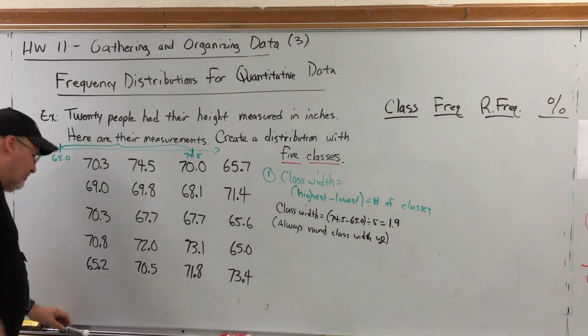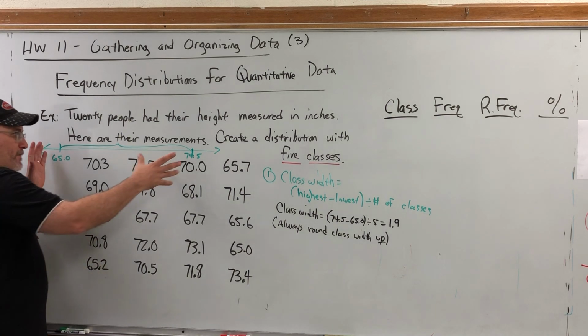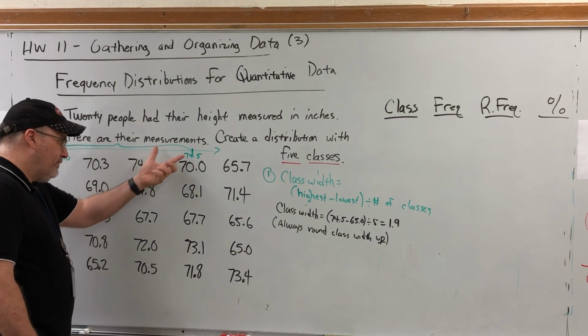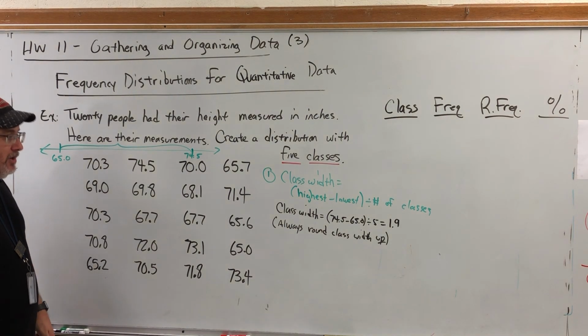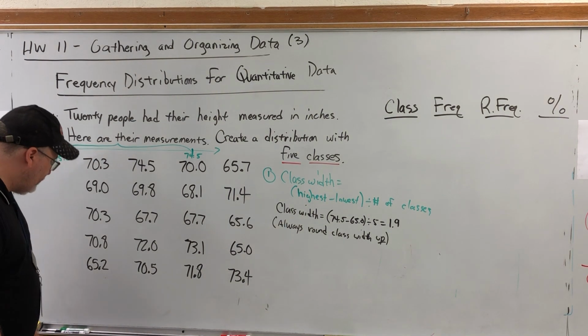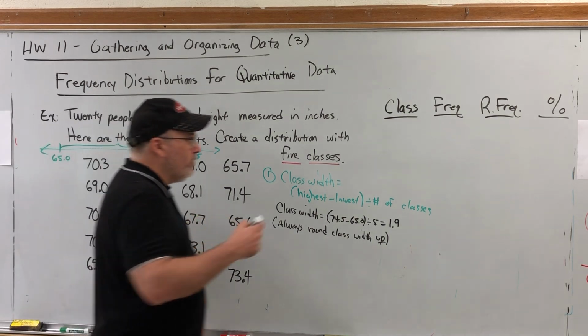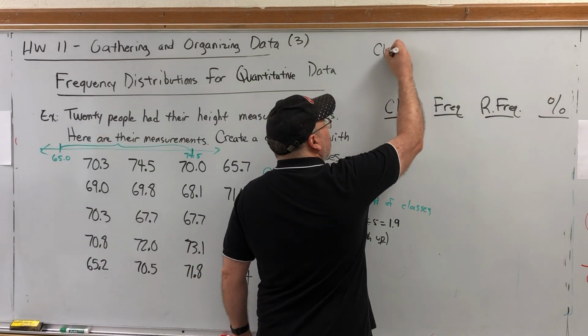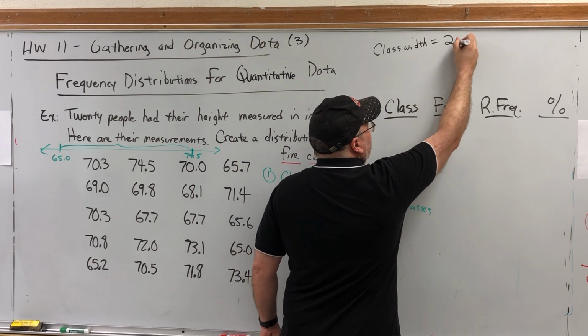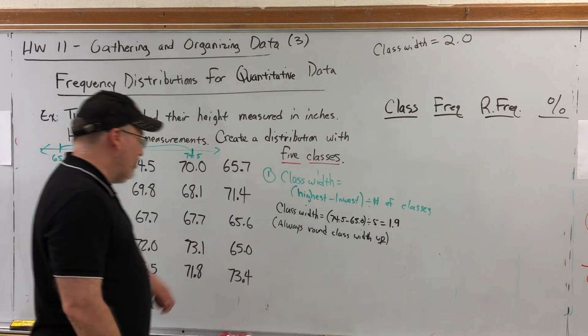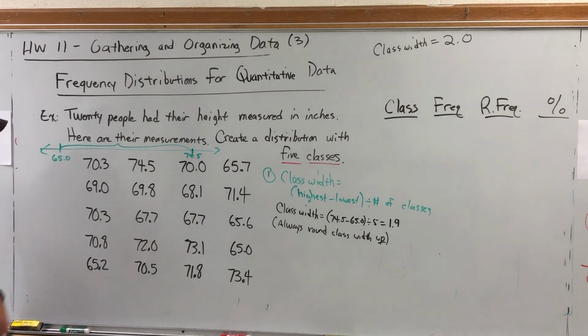The reason you want to round it up is pretty simple. If you round it down, they're not going to be wide enough to cover all the way across. So always round class width up. So that means when we build these classes, we're going to use a class width of 2. More specifically 2.0, because everything is rounded to one decimal place.